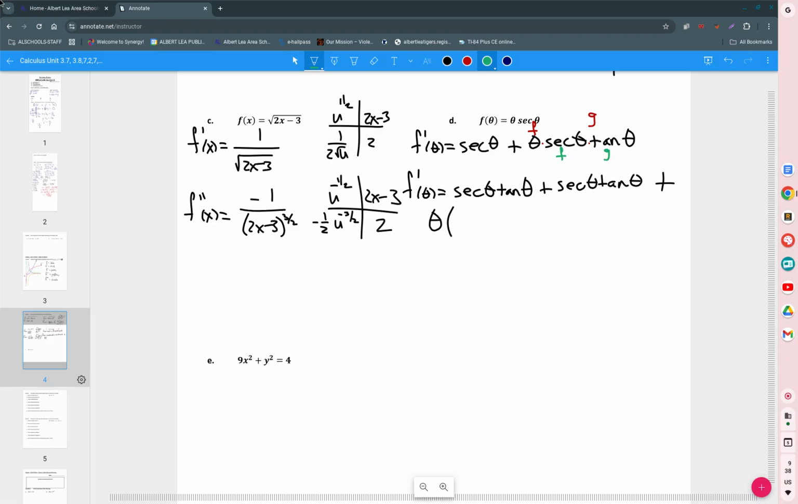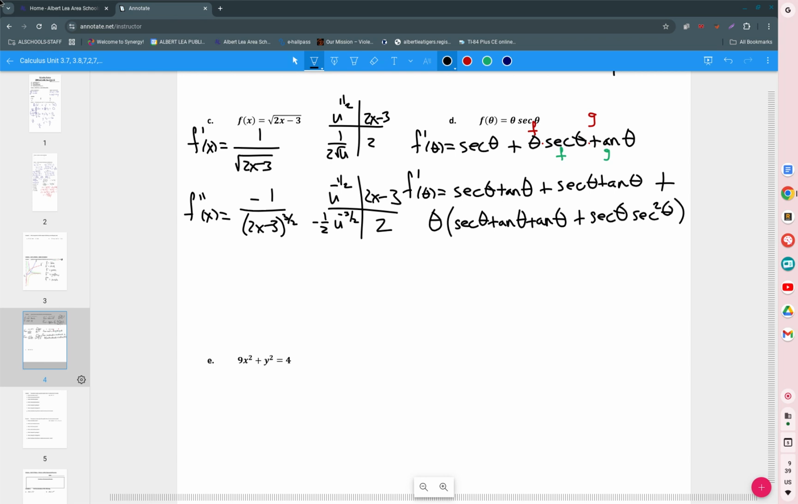What is the derivative of secant? Secant of theta times tangent of theta. Times tangent of theta. Plus secant of theta. Times, what's the derivative of tangent? Secant squared. Oh boy. Can you imagine trying to find a third derivative of that? Yeah, I like, hey, that's a good idea. No. We've never done it before. Should we find the third derivative?